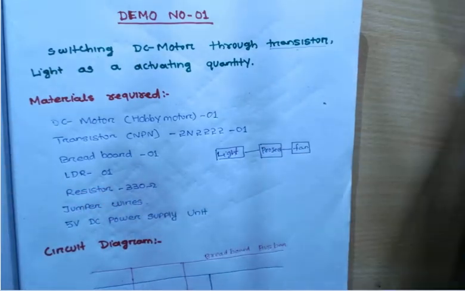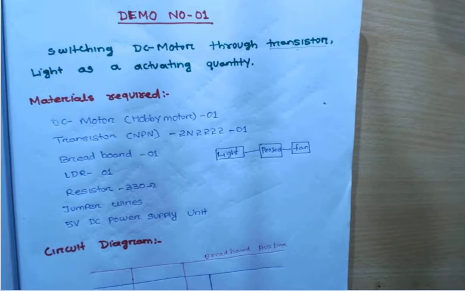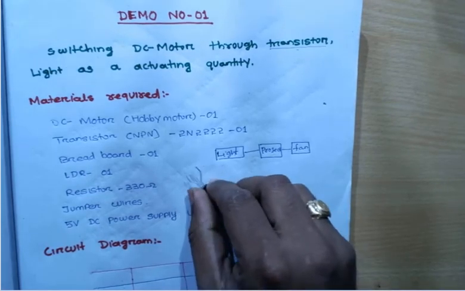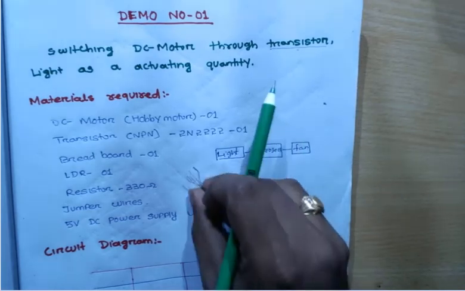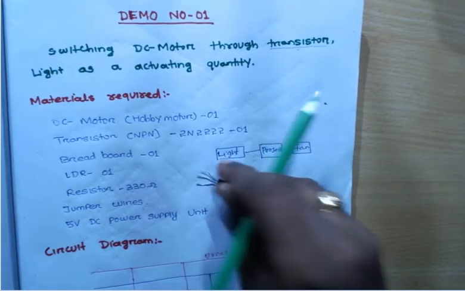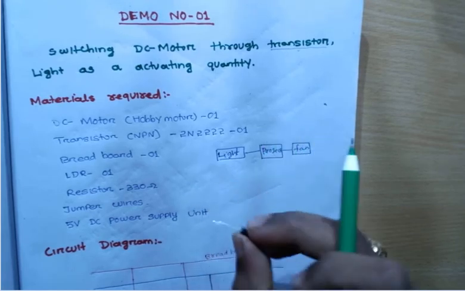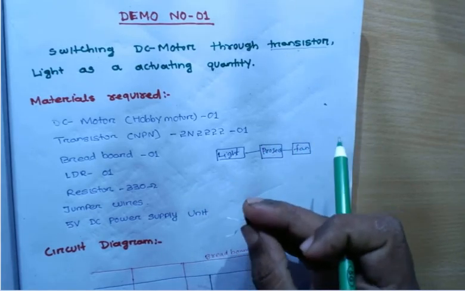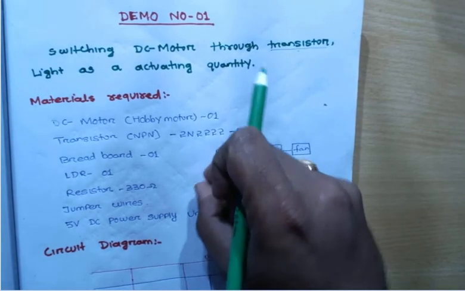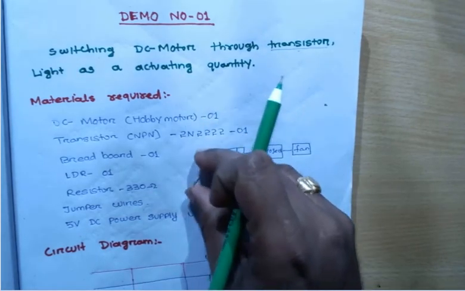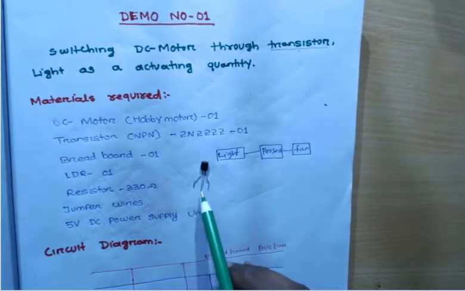The next component is our transistor. You can see here it is a transistor. It is a 2N2222 transistor, an NPN transistor. How many terminals? You can see easily, there are three terminals in a transistor.